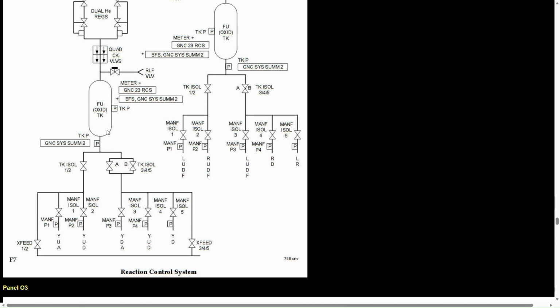One of the things, if you look at aft left and right, as you can see, you have two ways to get that helium through that valve.